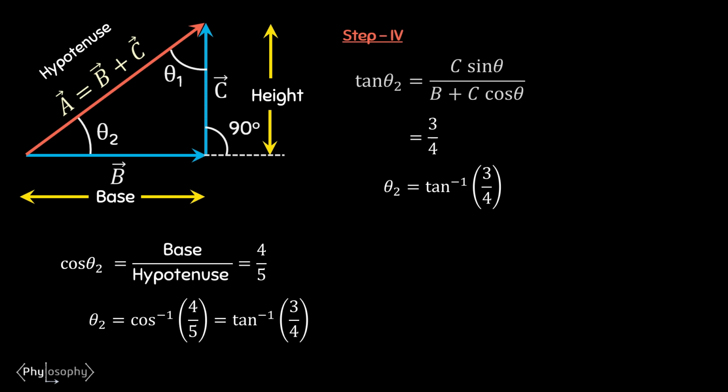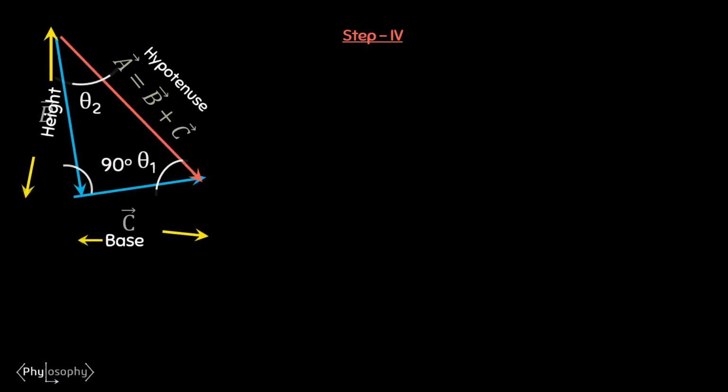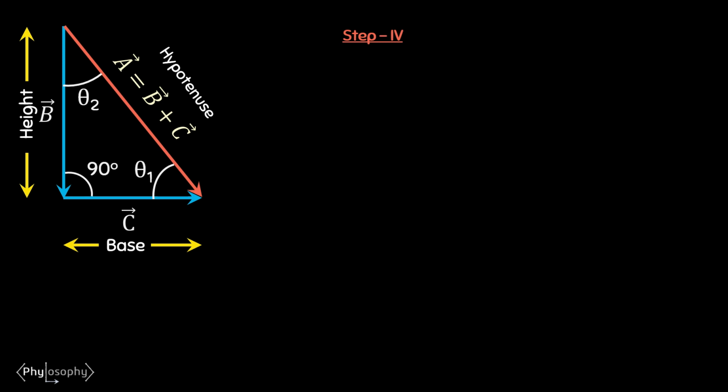Now we have to find the angle between vector A and vector C, that is the angle theta 1. Now rotate the triangle in such a way that the base becomes height and the height becomes base. Pythagoras theorem also holds in this case. So in this case, the cosine of the angle theta 1 will be given by 3 over 5 or theta 1 equals cos inverse 3 over 5. So this is the angle between vector A and vector C. In the next video, we will learn about parallelogram law of vector addition.